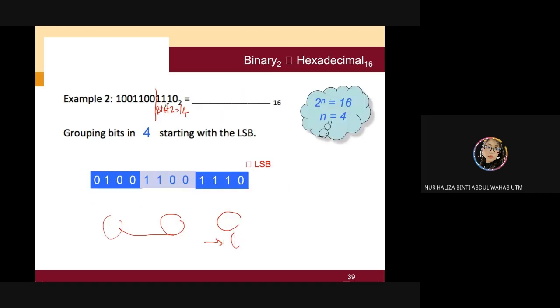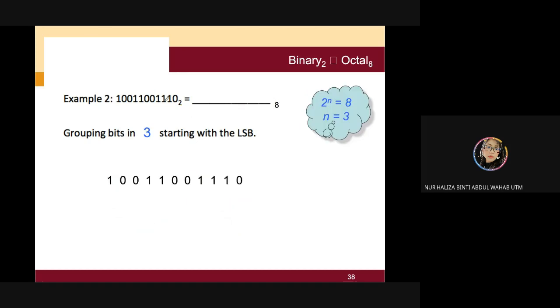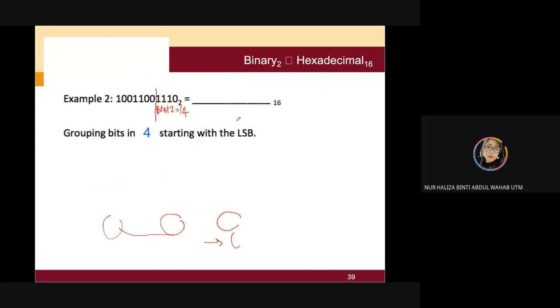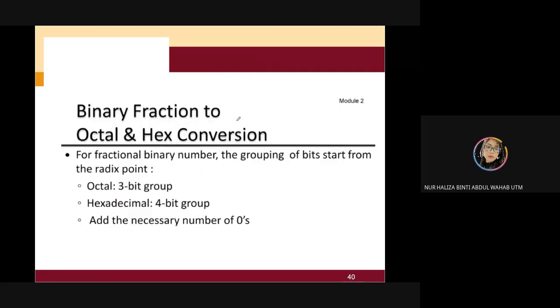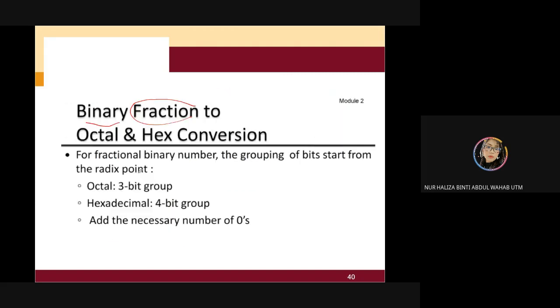Okay, so this is another method for you to directly convert from binary to octal and also hexadecimal. Later on you will learn another method, but it is not in this class. Tomorrow I have only section 7. Next class we will learn binary fractions. Just now we learned integers, but it is basically quite similar.